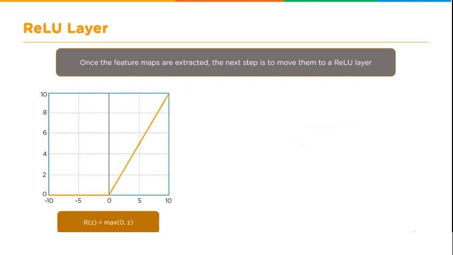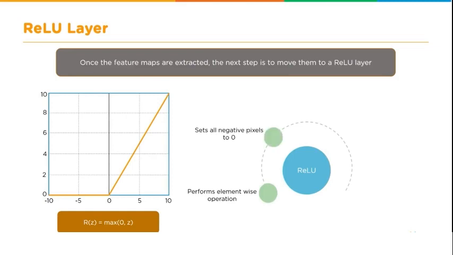So once the feature maps are extracted, the next step is to move them to the ReLU layer. The ReLU layer is first going to perform an element-wise operation. So each of those maps coming in, if there are negative pixels, it sets all the negative pixels to 0. And you can see this nice graph where it just zeroes out the negatives, and then you have a value that goes from 0 up to whatever value is coming out of the matrix. This introduces non-linearity to the network.